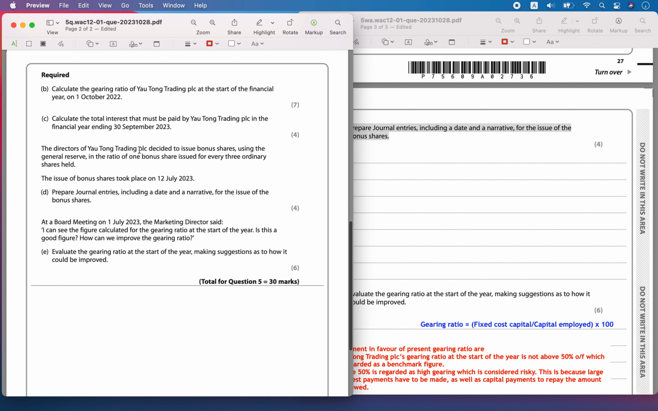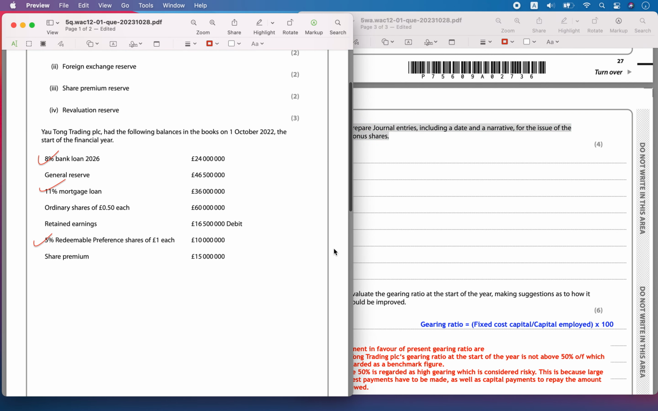You can see that the director of Yau Tong Trading PLC decided to issue bonus shares using the general reserve. So they are issuing a bonus share from the general reserves in the ratio of 1 bonus share issued for every 3 ordinary shares held. The issue of bonus shares took place on 12 July 2023. So prepare the general entries including a date and a narrative for the issue of the bonus shares. So this is what has been asked.